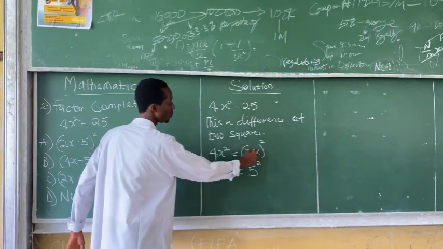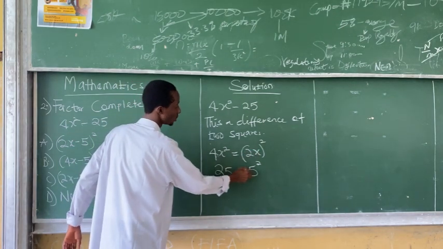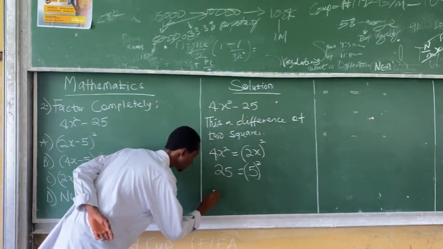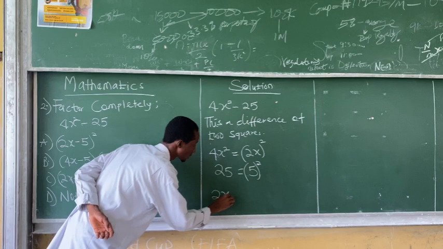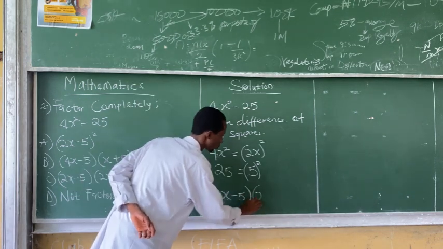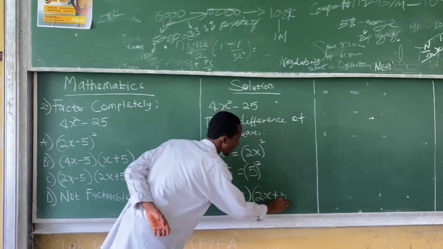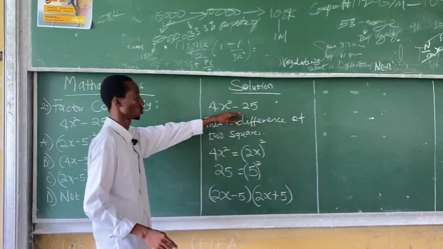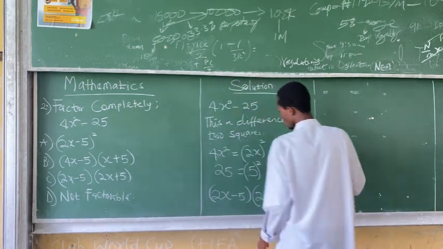All you need to do is pick this term and add it with this one in the bracket. 2x and 5, we have 2x minus 5. You put it in the brackets, and you have 2x plus 5. When you multiply this, we're going to get this equation. Let's do that and check if we are correct.